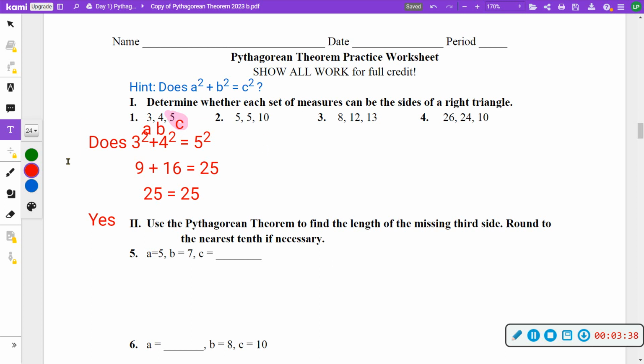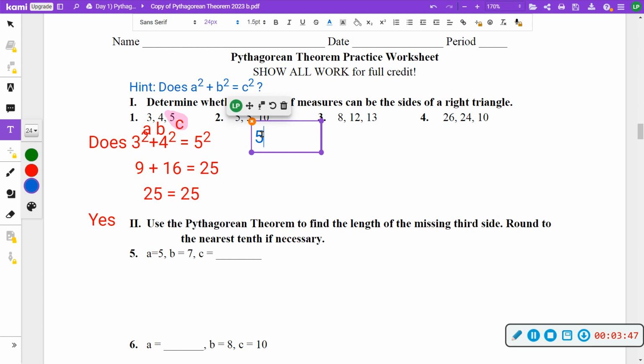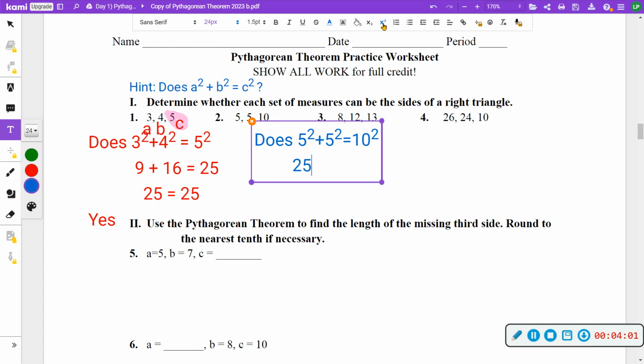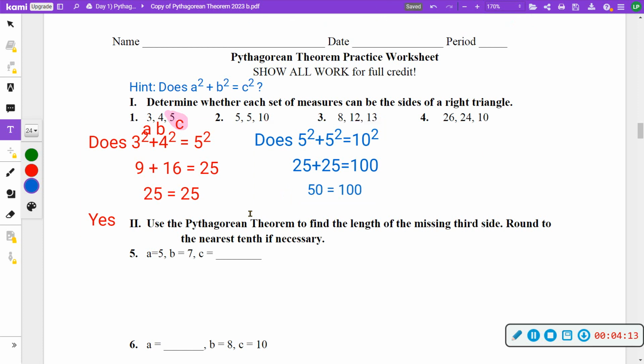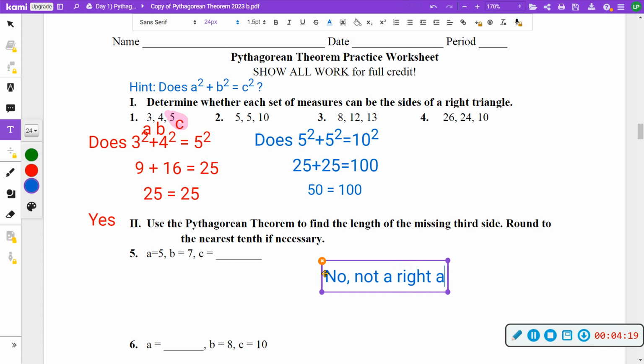Now number 2, if I were to complete number 2, I would have to make C equal to 10, and A and B are 5. So I'd say, does 5 squared plus 5 squared equal 10 squared? Some quick math: 5 squared is 25, 5 squared is 25, 10 squared is 100. And if we do 25 plus 25, we get 50, which does not equal 100. So I would say no. It's not a right triangle.